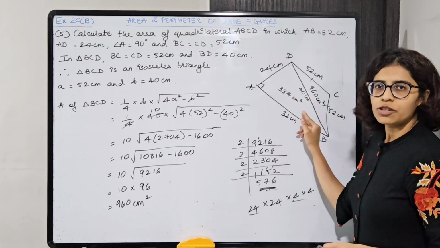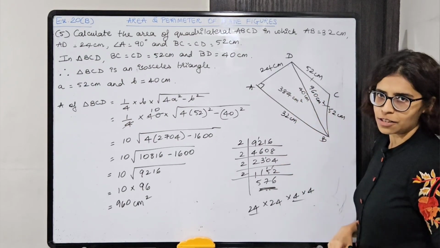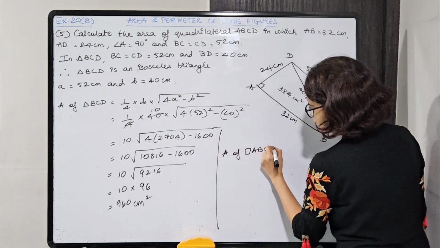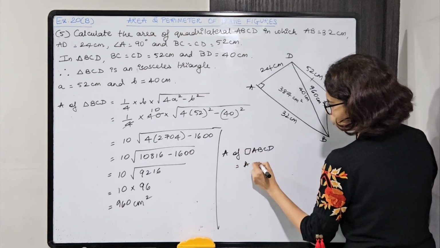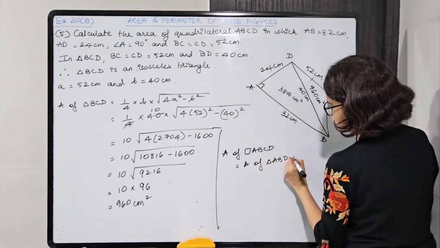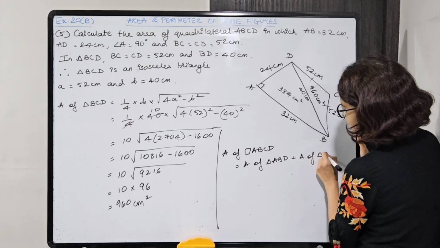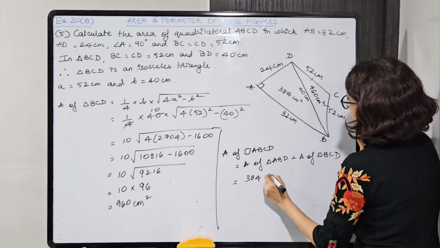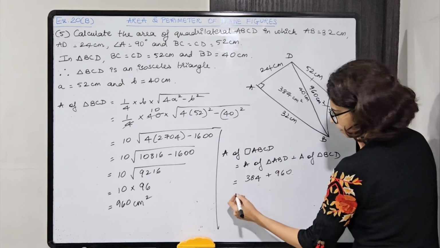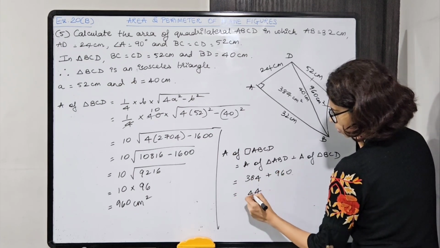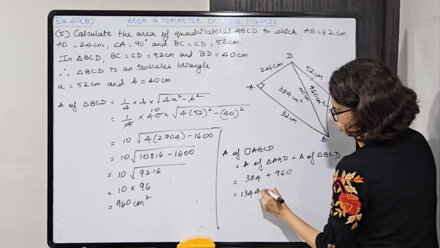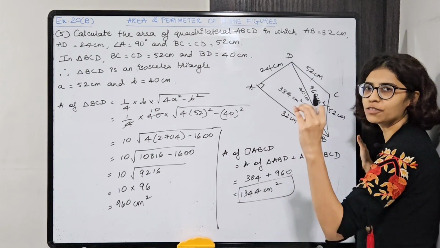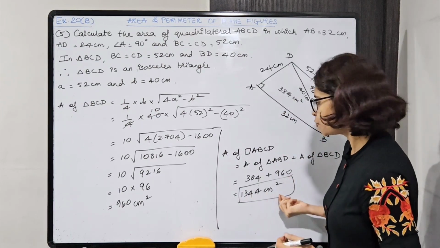We know the area of both the triangles. Let's add up and find out the area of quadrilateral. So area of quadrilateral ABCD is area of triangle ABD plus area of triangle BCD. So that is 384 plus 960. So 1344 square centimeter. Box कर दो, don't forget the units and write down the final statement. The area of the quadrilateral is 1344 square centimeter.